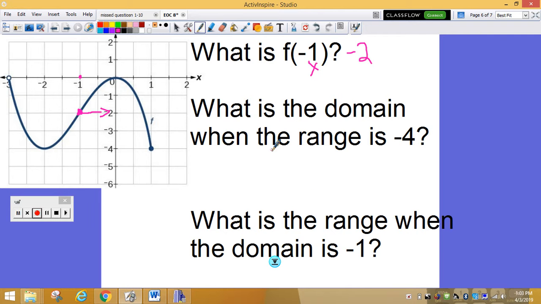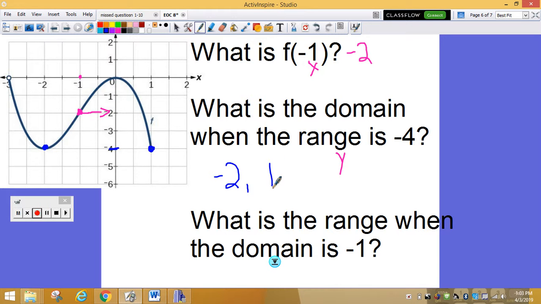The domain, when the range is negative 4. Well, remember range is y. So that one, let me do this in blue. Range is negative 4, so I'm going to come down here to negative 4. And it touches twice. Look, it touches here and here. So there's 2 domain values. This domain, this x, is at negative 2. And this domain is at 1. So that one had 2 answers.